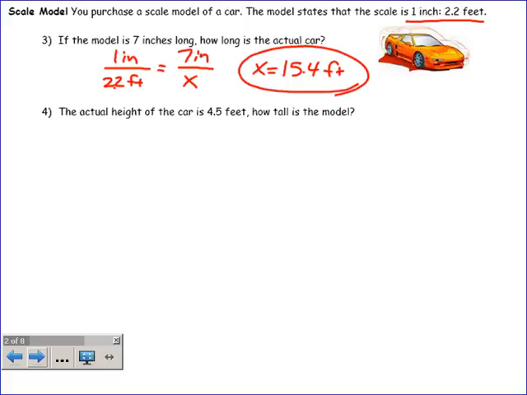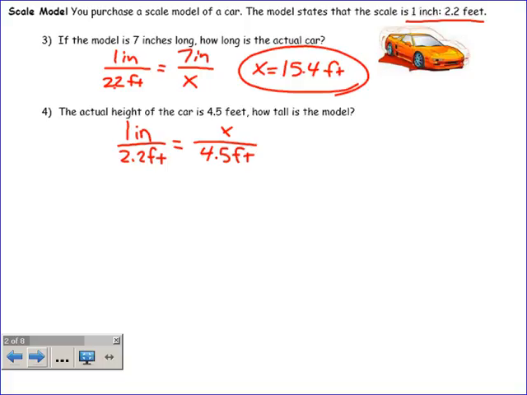It says the actual height of the car is 4.5 feet. How tall is the model? Again, we'll set up using the scale that it gave us. We just have to be mindful: if it says that the actual is 4.5 feet, does that go on top or bottom? Bottom, yeah, 4.5 feet on the bottom, feet with feet, and now our x is on top. Again, we'll cross multiply and divide.